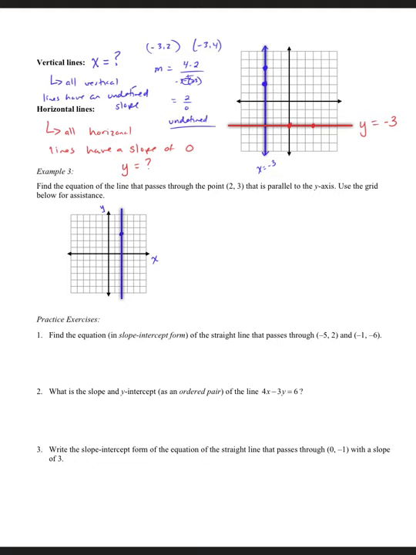So now what we need to do is come up with the equation of that line. Well, since that line only touches the x-axis, we know it has to be x equals something. Then we think, well, okay, where is it crossing the x at? Or what are all the x values of all the points on that line? Right, x equals 2. So that would be the equation of that line.